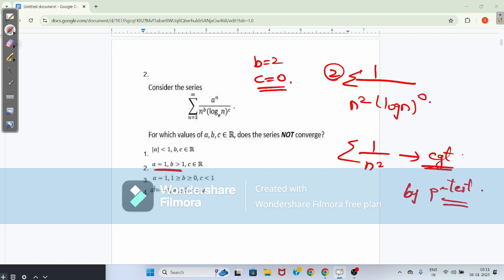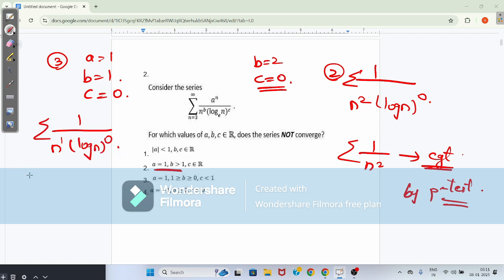Okay, now for 3, take a as 1 here, and b lies between 0 and 1, so take b as 1 here and c value is 0. So what will you get as the value here? 1 by n power 1 into log n whole power 0. Now what does this series become? 1 by n. So by p test, what we can say is this is divergent.